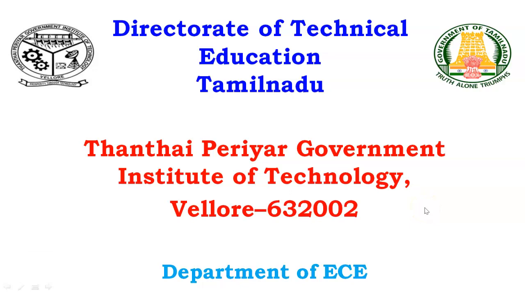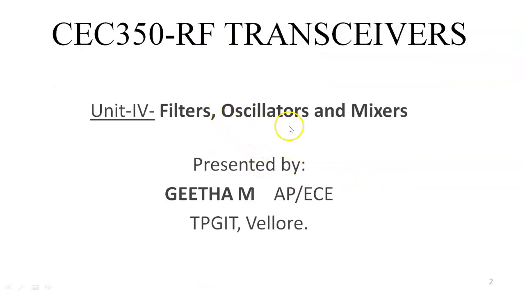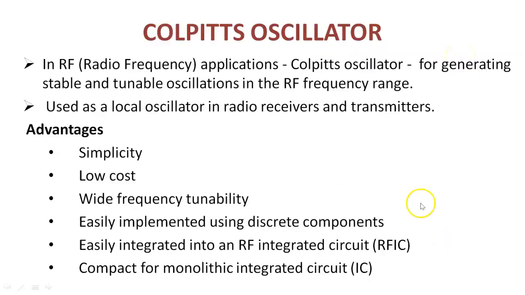Hello everyone. In this lecture, we are going to see about oscillators in RF transceivers. In oscillators, we are going to see particularly the Colpitts oscillator. In RF, that is radio frequency applications, the Colpitts oscillator is a popular choice for generating stable and tunable oscillations in the RF frequency range.